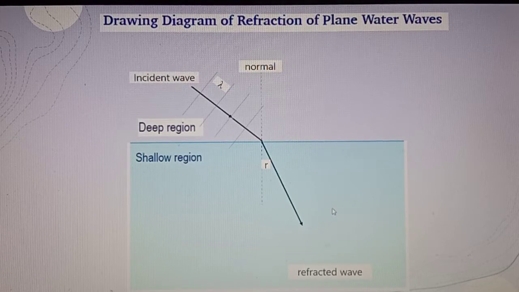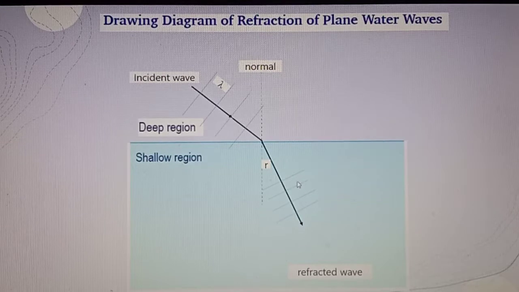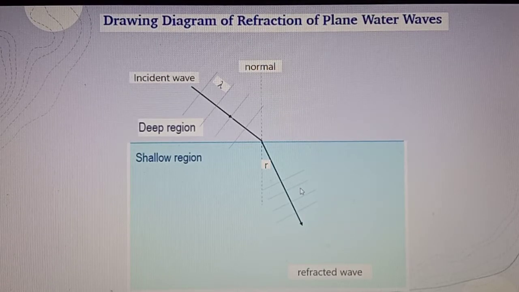Then we draw some of the wavefronts for the refracted wave, perpendicular to the direction, but now the distance between two wavefronts becomes shorter. The wavelength decreases. So this is the initial wavelength in the deep region, and when traveling in the shallow region it becomes shorter. Why does it become shorter? Because the speed decreases while the frequency is constant. Later we can derive the formula using v = fλ. So this whole thing we call the refracted wave.